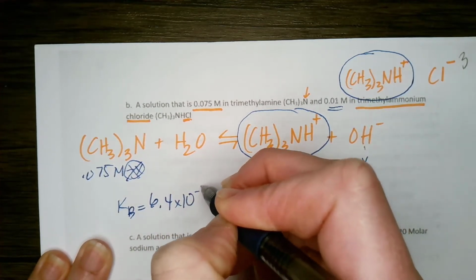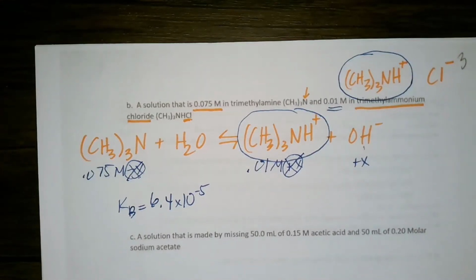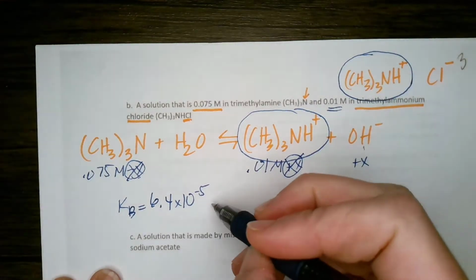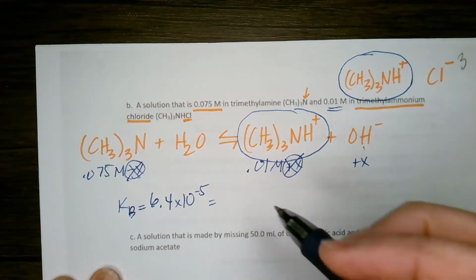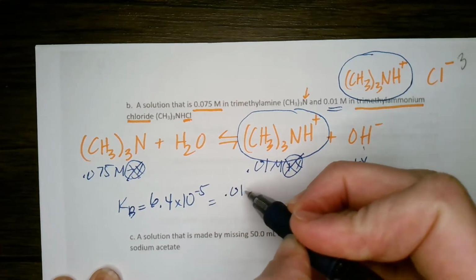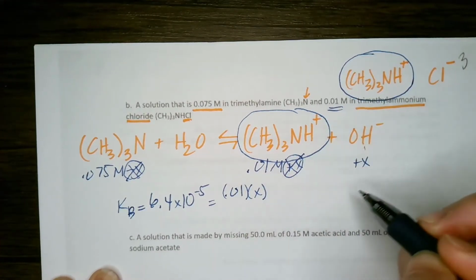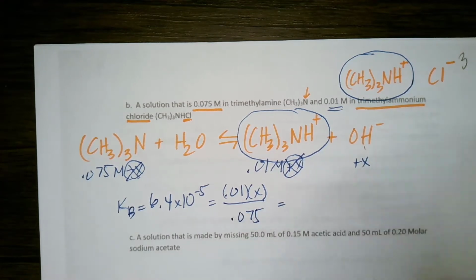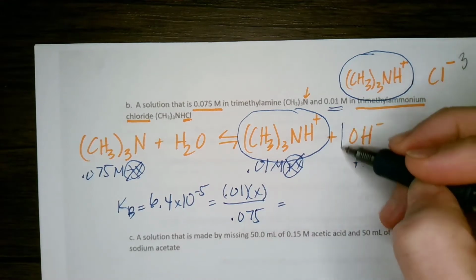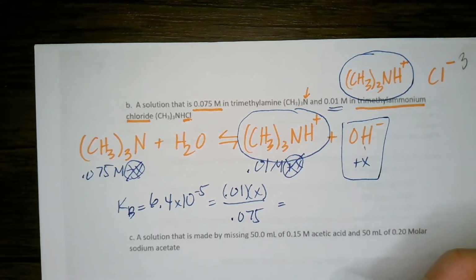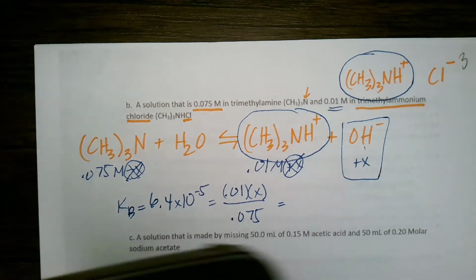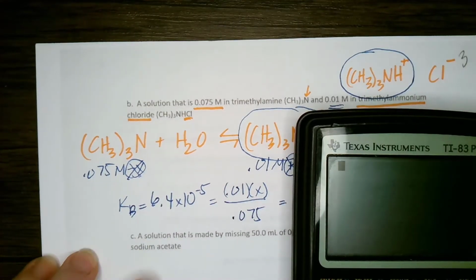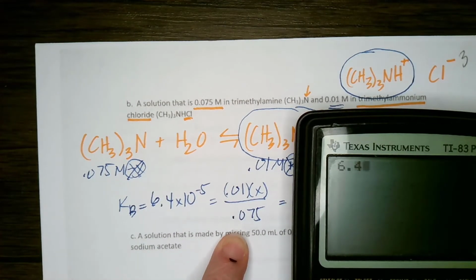Kb is equal to 6.4 times 10 to the negative 5, which we know is equal to our products over our reactants. So 0.01 times X divided by 0.075. So let's simplify this and solve for X. Now remember, when we solve for X, that's going to be our OH concentration.